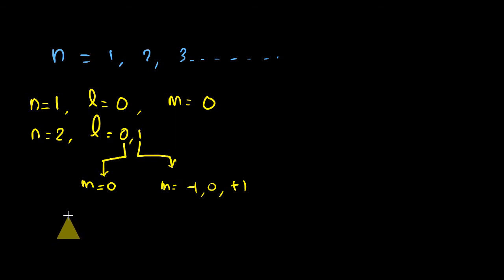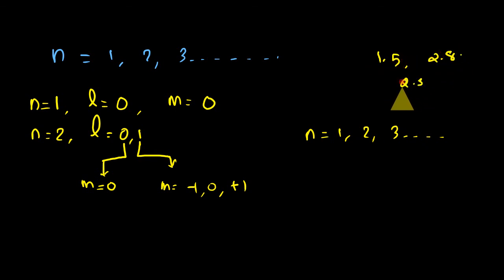It is very important to note here that n is equal to 1, 2, 3, etc. It means that the value of n is restricted. It can have all integer values like 1, 2, 3, etc. Okay. It cannot have a value like 1.5. It cannot have a value like 2.8 or 3.3, etc. These are not allowed.